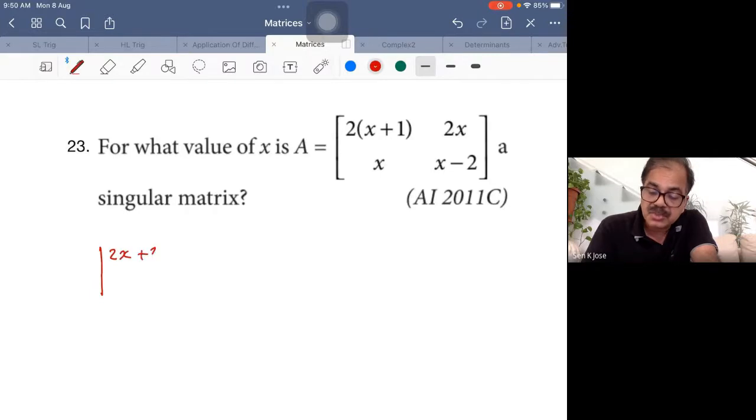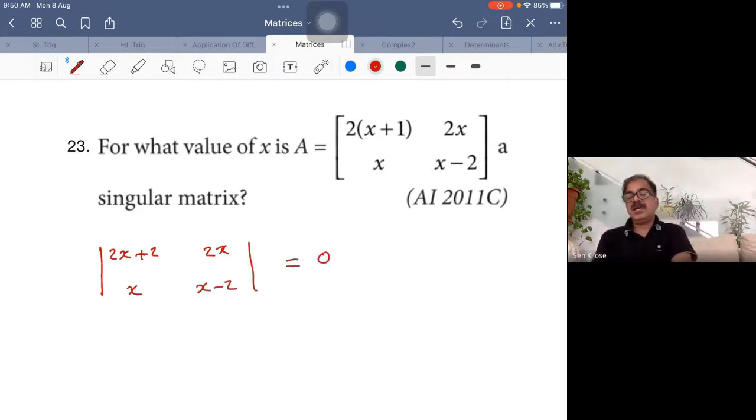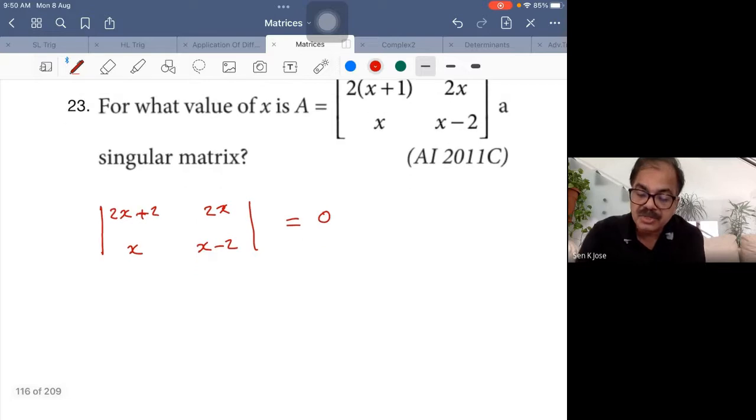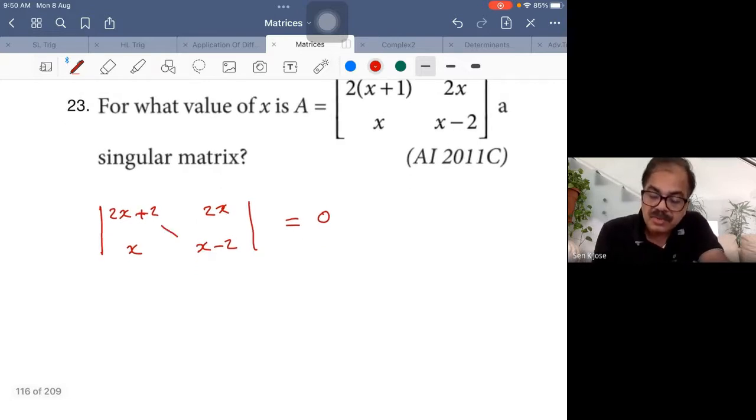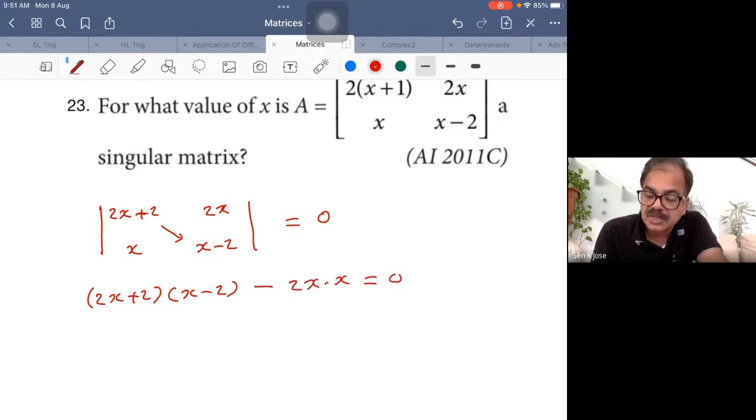2x plus 2. I opened the bracket. 2x, x, and x minus 2 is equal to 0. I just opened the bracket with 2 there. Since they said A is a singular matrix, determinant has to be equal to 0. So I cross multiply. 2x plus 2 into x minus 2 minus 2x into x is equal to 0.